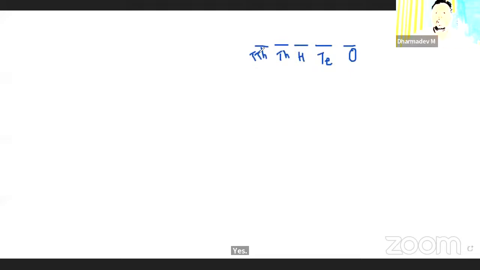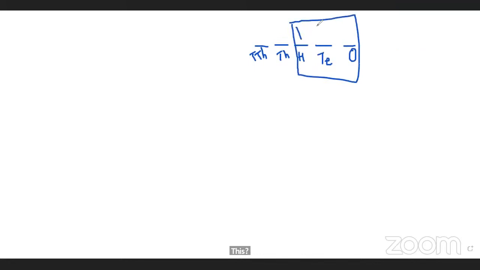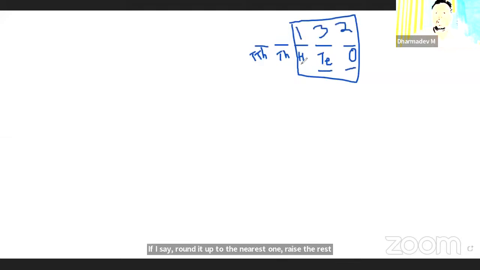Now, when I say rounding up to the hundreds place, let's say I have 132. If I say round it up to the nearest hundreds, the rest of the numbers should become 0. That is what is called rounding up to the nearest hundreds. Are you getting it? Okay, sir.